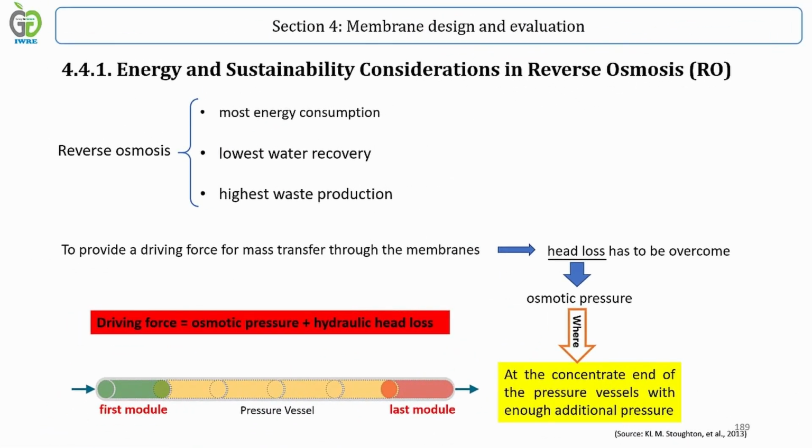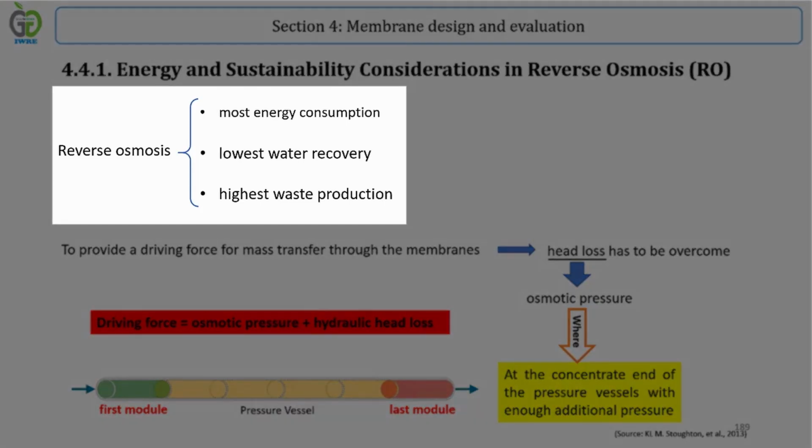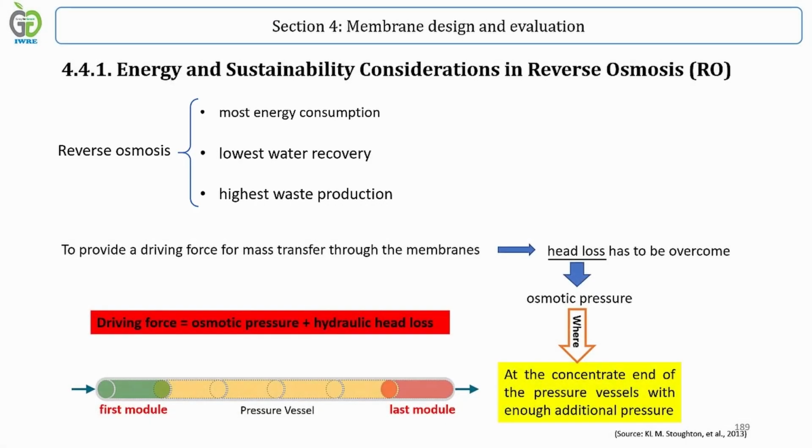Energy and sustainability considerations in reverse osmosis. Reverse osmosis has the most significant impact on sustainability and energy consumption of any process in pressure-driven membranes. Reverse osmosis uses the most energy and often has the lowest water recovery and highest waste production of any common water treatment process. The feed pumps consume the most energy in a reverse osmosis plant.